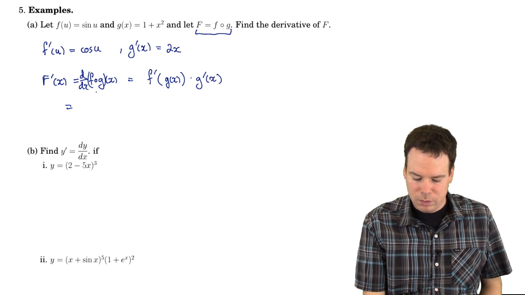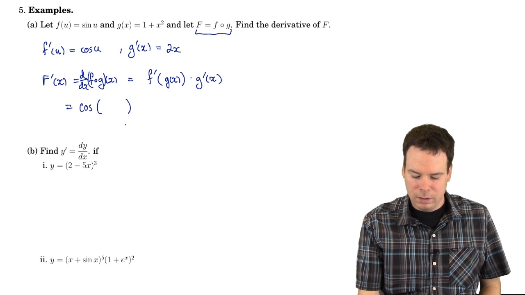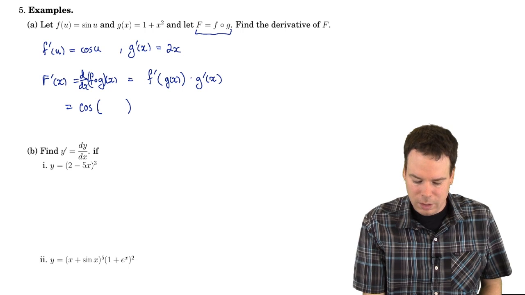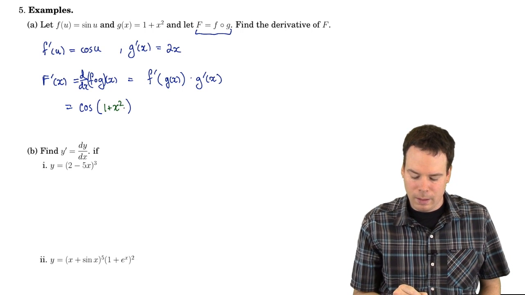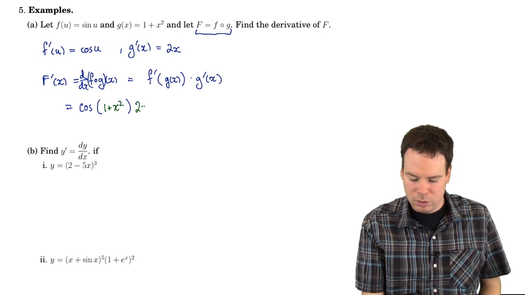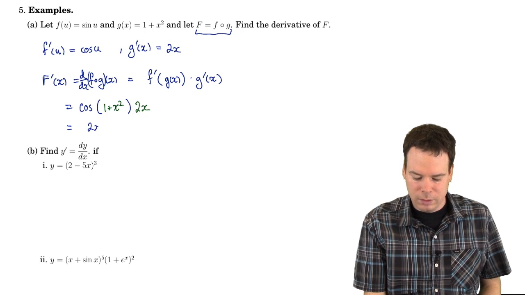Now, the derivative of the outside function, that was the cosine. So that's cosine evaluated at the inside times the derivative of the inside function. So here we have that the inside function is 1 plus x squared. And we're going to need to then multiply by the derivative of the inside function, which is 2x. So our result is 2x cosine of 1 plus x squared.